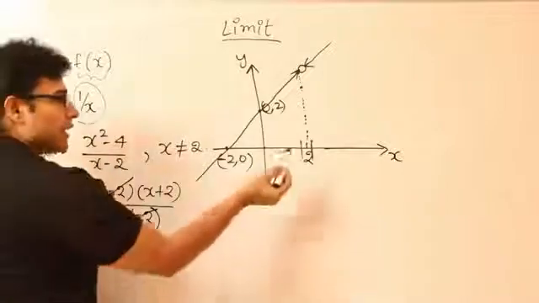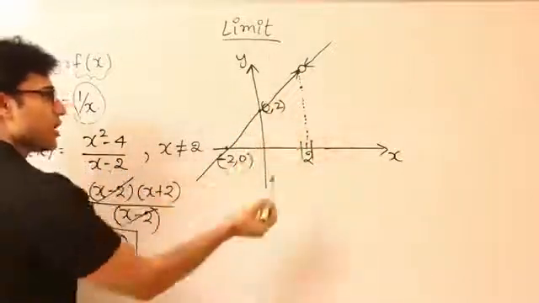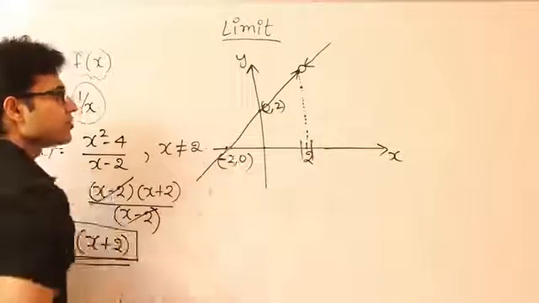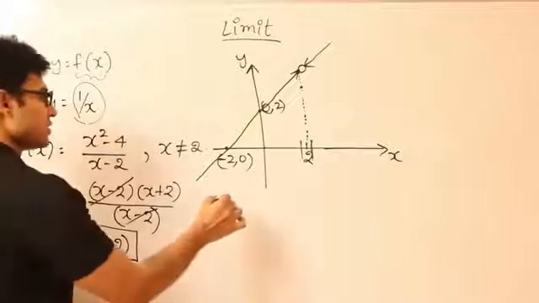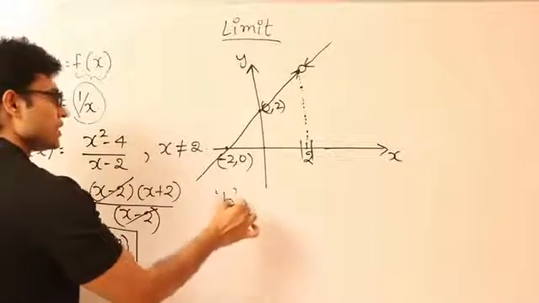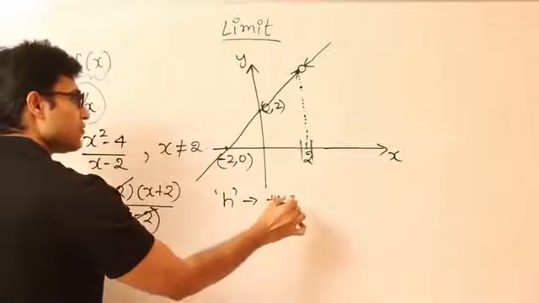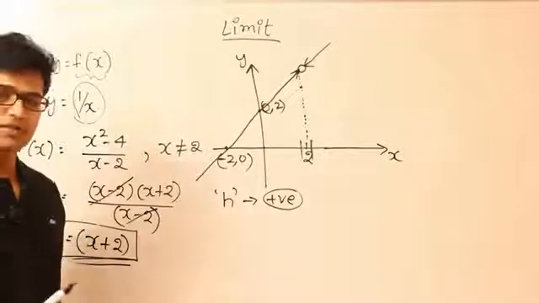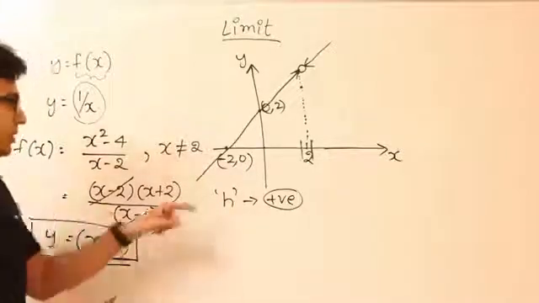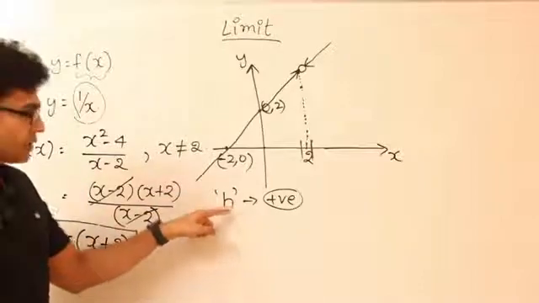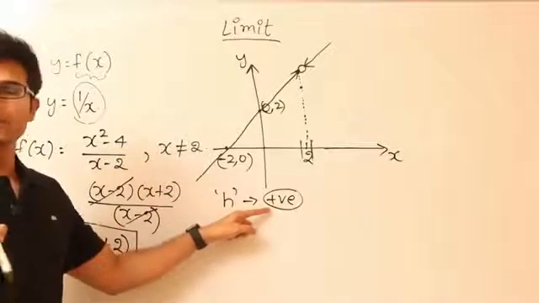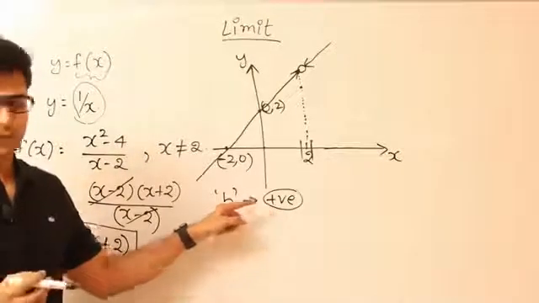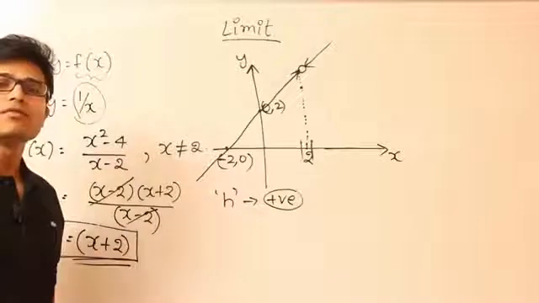See, now at 2 it is not defined, therefore I am not interested at 2, I am interested at a point which is very close to 2 but less than 2, right? So let me define for that reason a small number called h. Now h is a positive number which is infinitesimally small. Infinitesimally small means it is a very small number. Remember that h is a positive number. Wherever I write h in this complete subject, it is a positive number, otherwise I'll let you know.